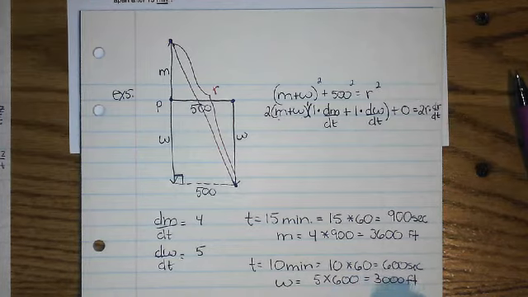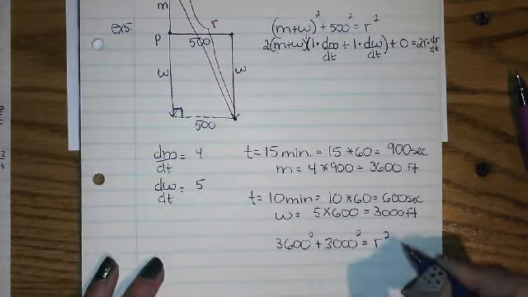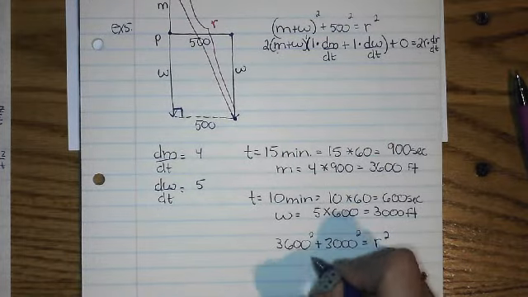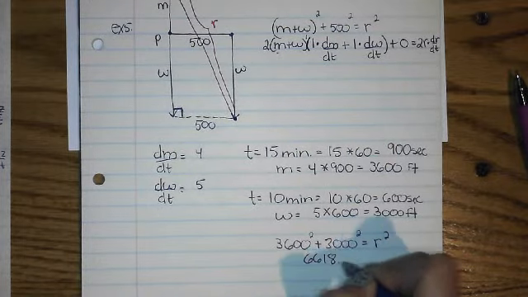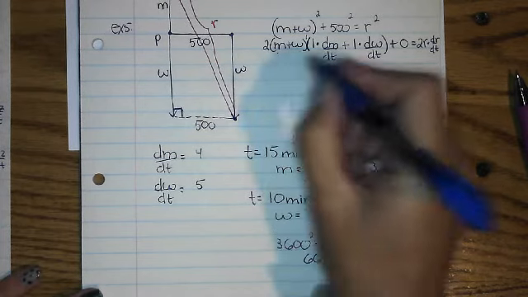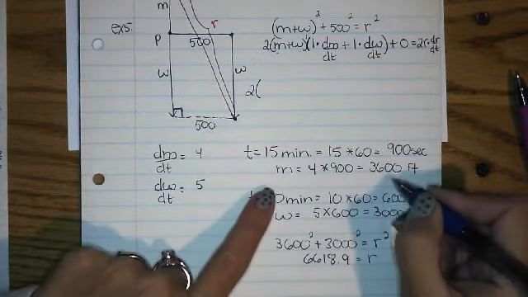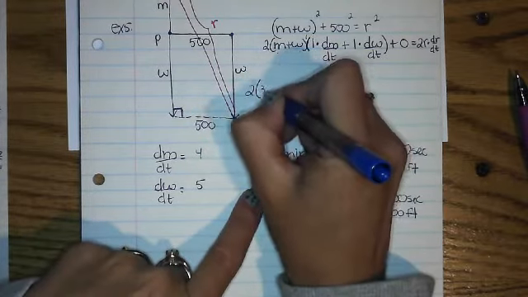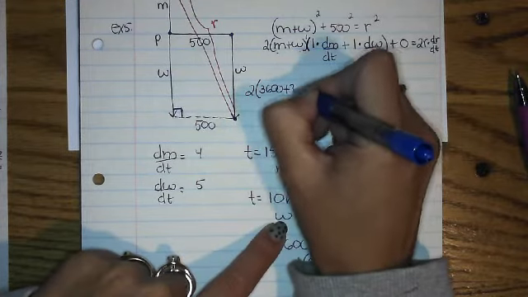And now I can do the Pythagorean theorem to get that distance between them. So that will be 3,600 squared plus 3,000 squared equals that r squared. And if you do the Pythagorean theorem here and square root and everything, you get about 6,618.9 feet. And now we're ready to plug everything in.